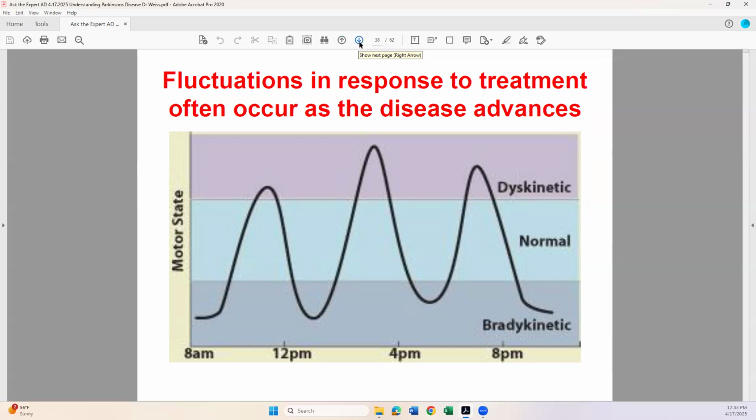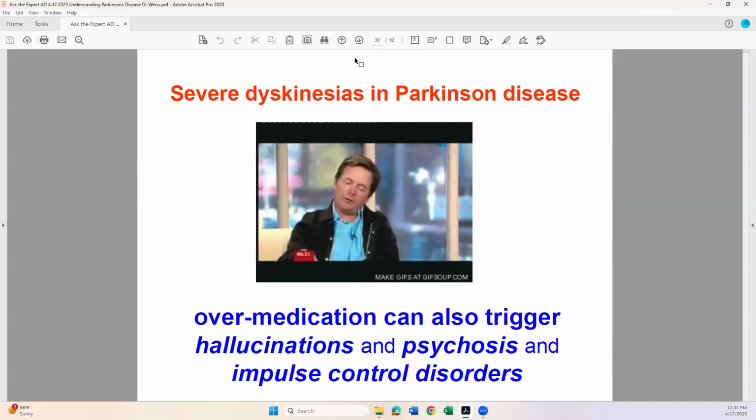Now, the next slide, if our video had been working, would be showing Michael J. Fox rolling and writhing and not sitting still. And that isn't Parkinson's tremor. That's what's called dyskinesias, where patients are a little over-medicated or oversensitive. They get these bizarre involuntary movements where they literally can't sit still. So that's a side effect of medication.